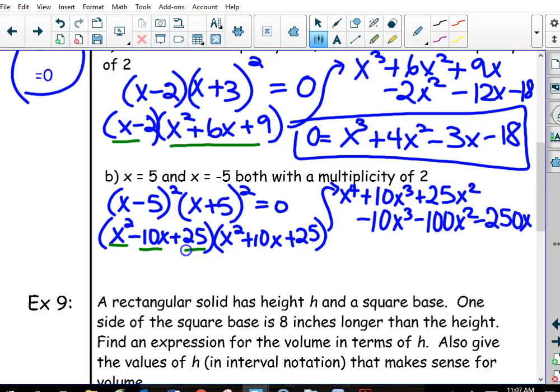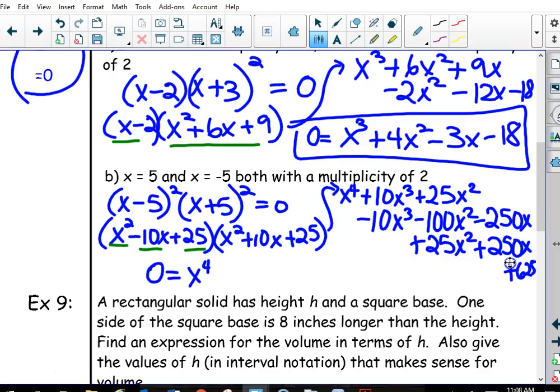And then multiplying by 25, I get 25x squared, and I get 250x. And my last multiplication is 25 times 25, which I think is 325. I'll check. All right, make that 625. 25 squared is 625. Okay, so my final answer is 0 equals x to the fourth.